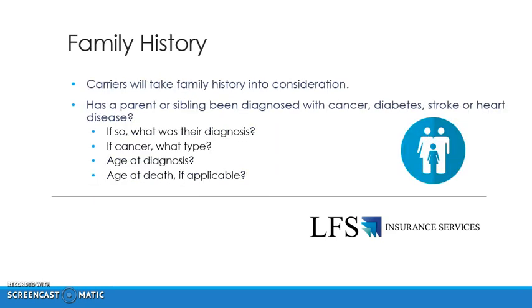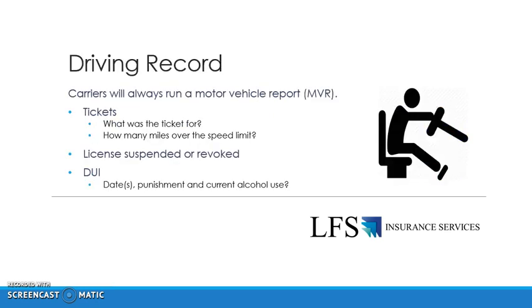We need to find out if your client has had any parents or siblings diagnosed with cancer, diabetes, stroke, or heart disease. If so, which family member was it? What was their diagnosis? If it was cancer, you definitely need to find out exactly what type of cancer it was. How old was the family member when they were diagnosed? And did the family member pass away? If so, how old were they when they passed away?